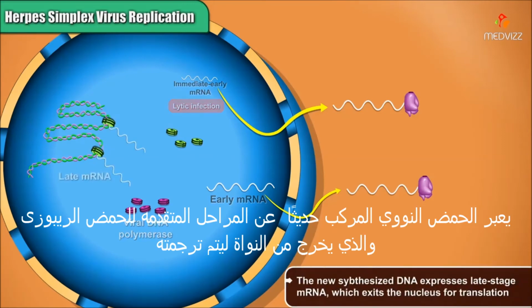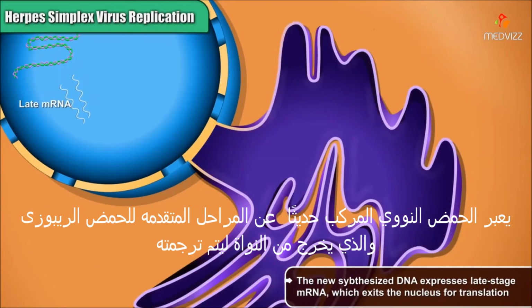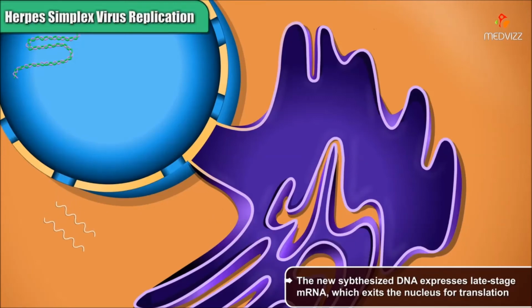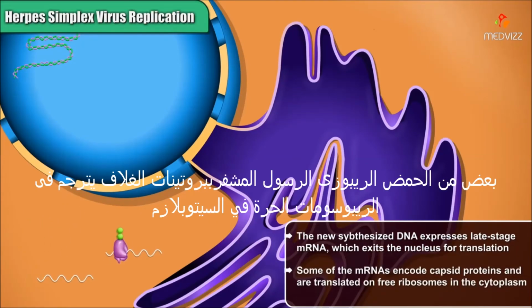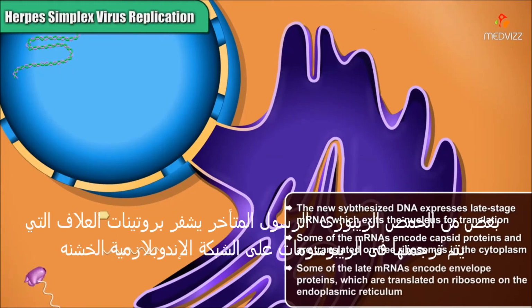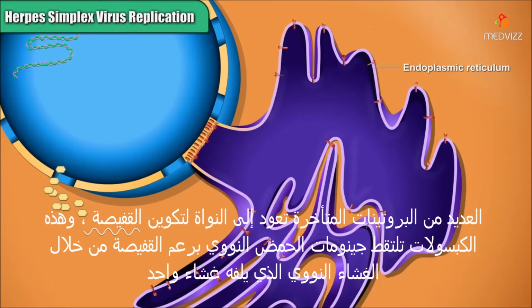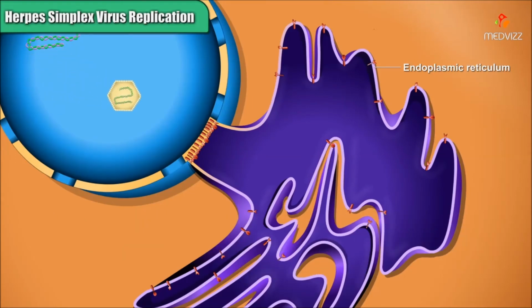The newly synthesized DNA expresses late-stage mRNA, which exits the nucleus for translation. Some of the mRNAs encode capsid proteins and are translated on free ribosomes in the cytoplasm. Some of the late mRNAs encode envelope proteins, which are translated on ribosomes on the endoplasmic reticulum. Many late-stage proteins re-enter the nucleus to form capsids, and these capsids capture DNA genomes.